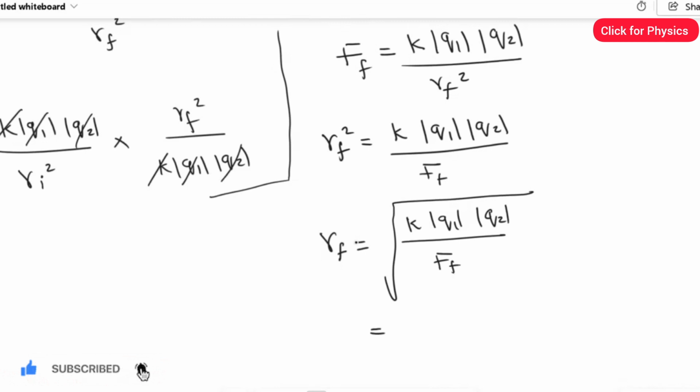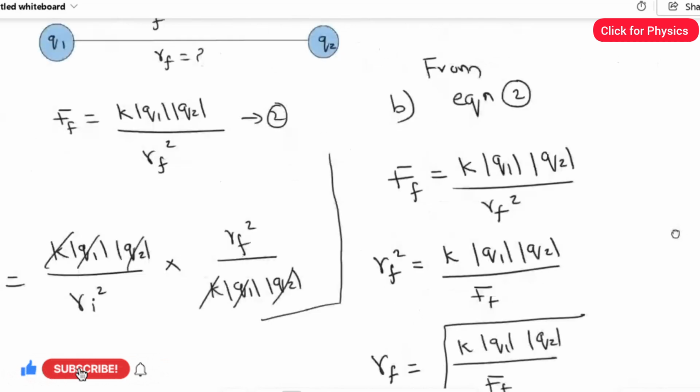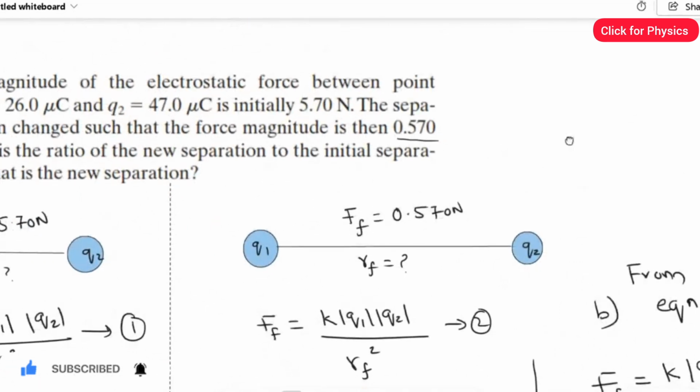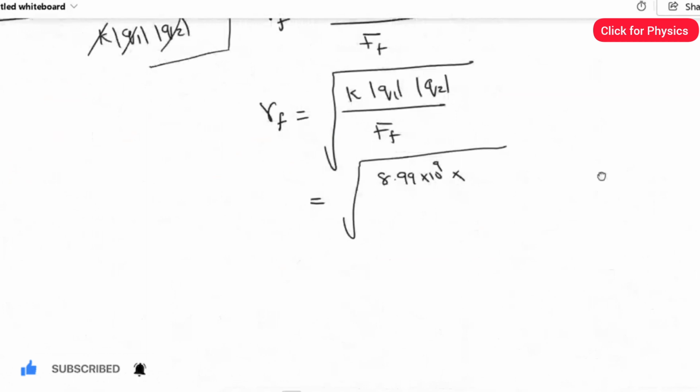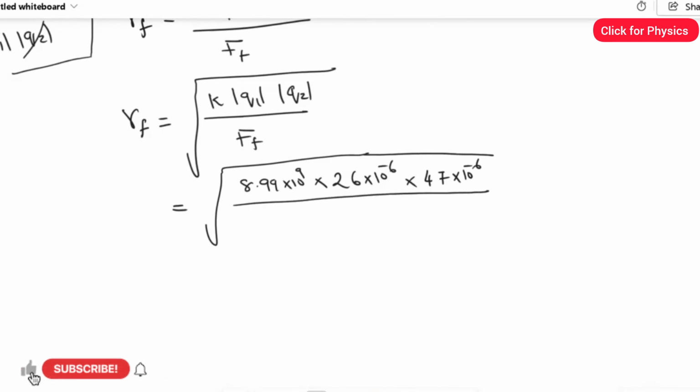I'm going to substitute the value. K value, as we know, is 8.99 multiplied by 10 power 9, multiplied by the magnitude of the first charge, I think 26 microcoulomb, and 47 microcoulomb. So the value is mentioned here. So I have to substitute the value: 26 multiplied by 10 power minus 6, multiplied by 47 microcoulomb, divided by the final force.